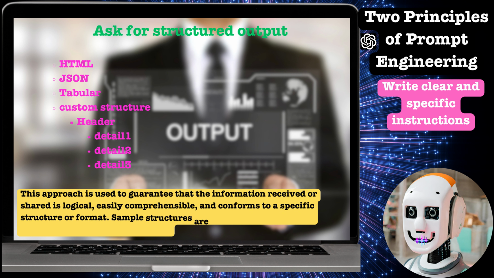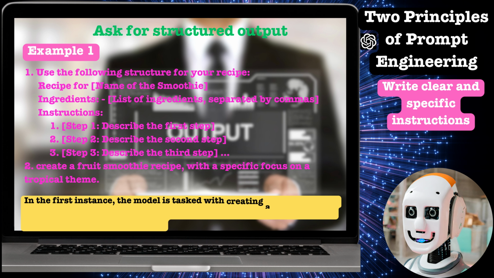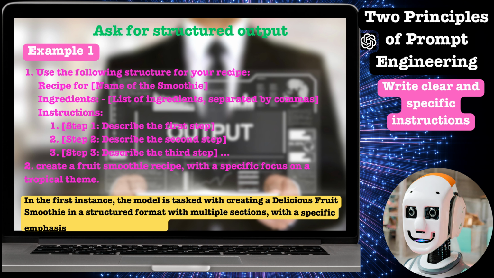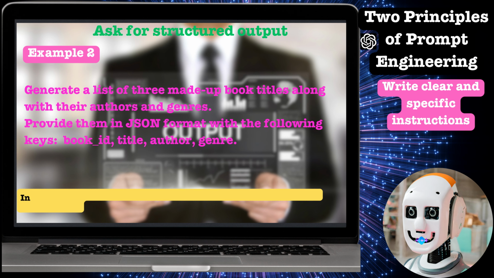Tactic 2. Ask for structured output. This approach is used to guarantee that the information received or shared is logical, easily comprehensible, and conforms to a specific structure or format. Sample structures are currently visible on the screen. Let's consider an example. In the first instance, the model is tasked with creating a delicious fruit smoothie in a structured format with multiple sections, with a specific emphasis on the tropical theme. In the second example, the model's task is to produce book details in JSON format.